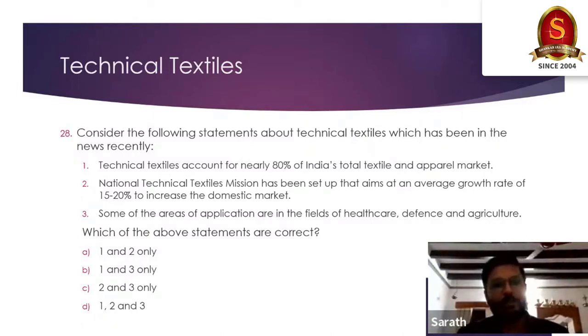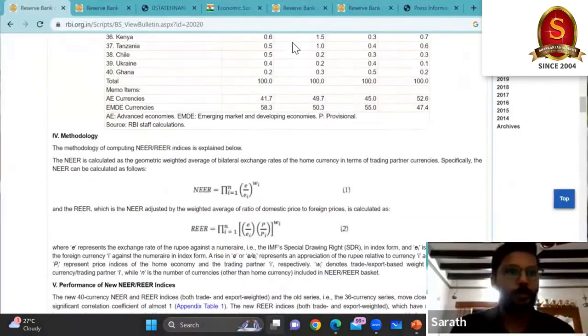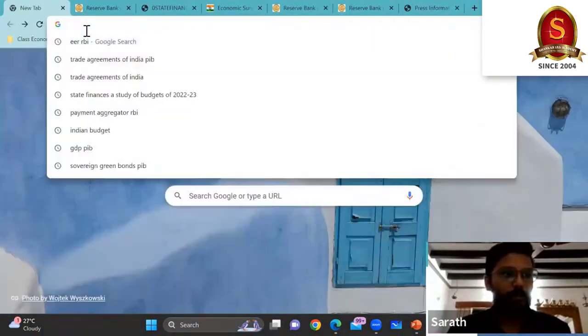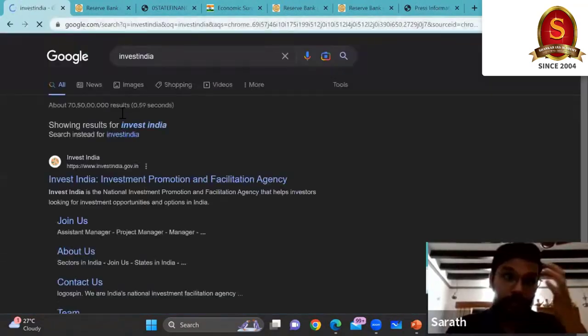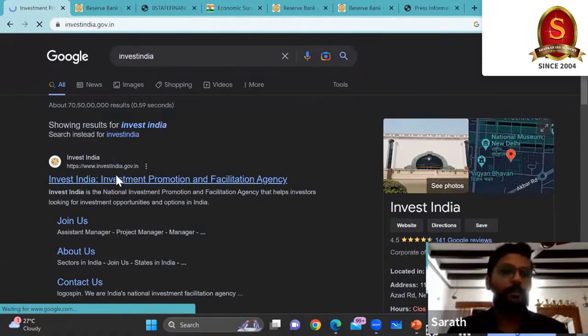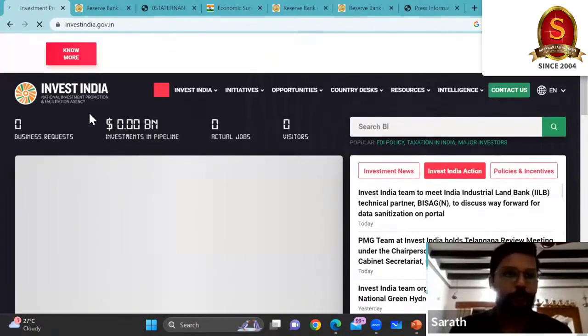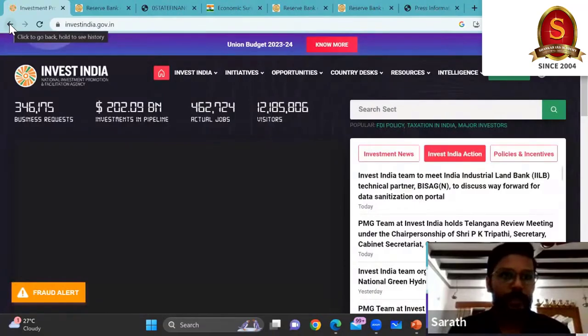Okay. So there is this website called Invest India, which all of you might be familiar with, or some of you might be familiar with. I do sometimes use it in class if it's relevant. So this website has information on technical textiles because of the focus that is given there. This gives you a lot of information about FDI and all investments into India and all those things.